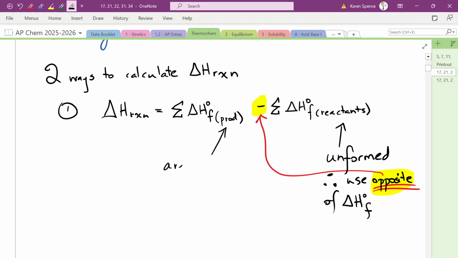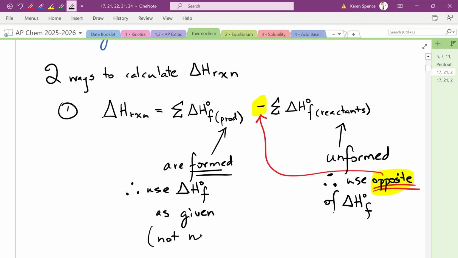Products are formed. So therefore, we use delta H naught as given, not negative. But like I said, if you don't remember that, it's in the formula booklet. Yeah? But it's kind of nice to understand why. Does that help understand why?